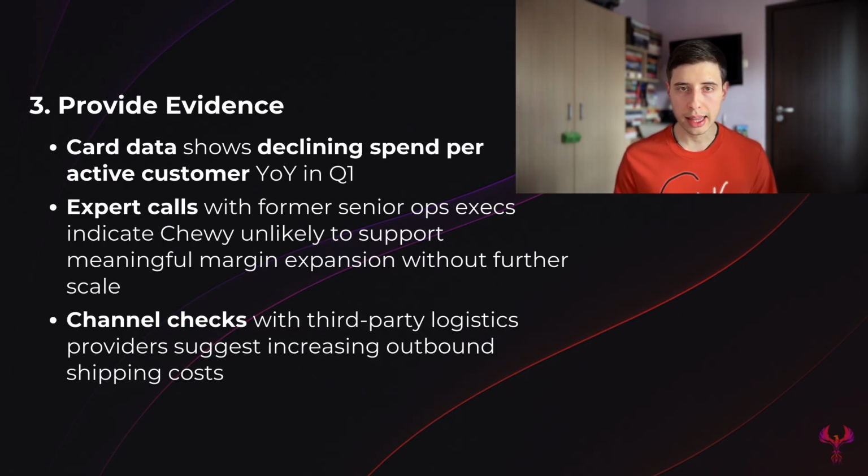Card data shows declining spend per active customer year over year in the first quarter, with churn accelerating, especially in cohorts acquired in the 2021-2022 period. Expert calls with senior operations executives indicate CHWY's logistics cost structure is unlikely to support meaningful margin expansion without further scale, which the business currently lacks. Channel checks with third-party logistics providers suggest increasing outbound shipping costs.